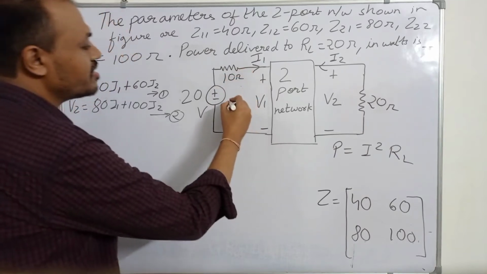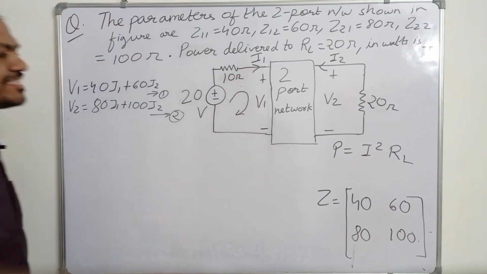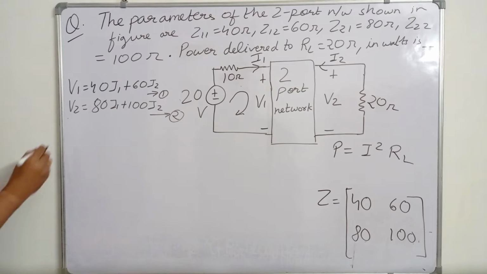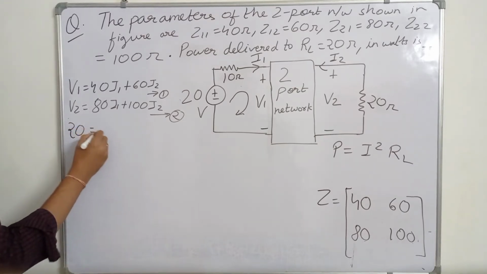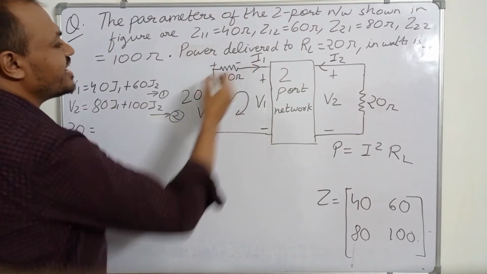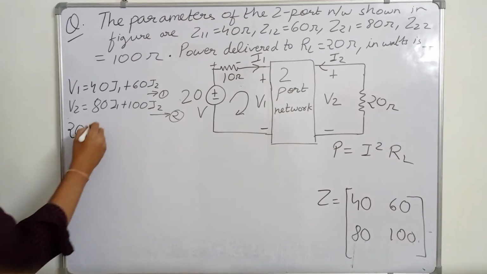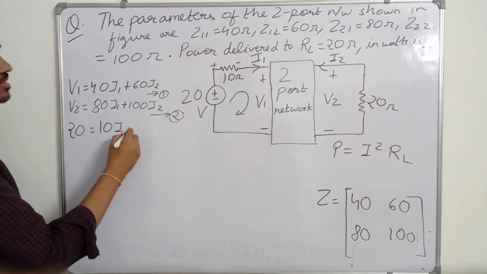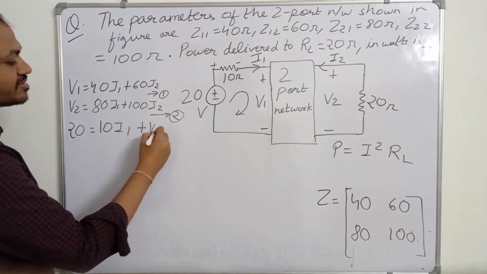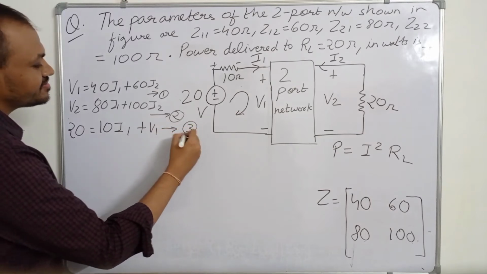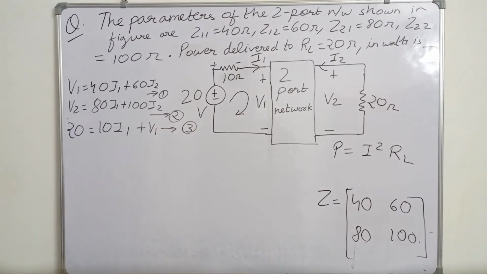Okay. Now we will apply KVL in this loop. So 20 equal to 10 I1 plus V1. This is equation 3. 20 equal to 10 I1 plus V1.